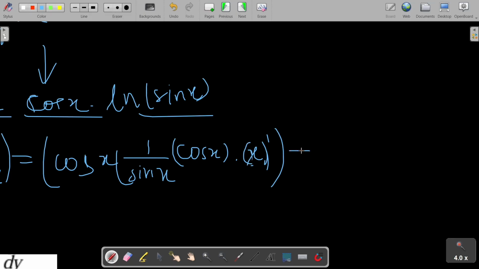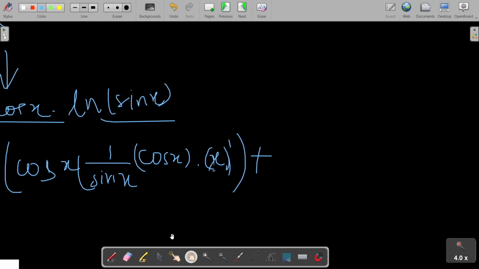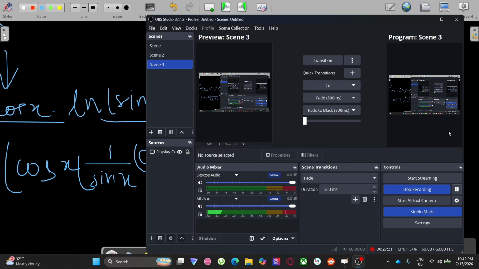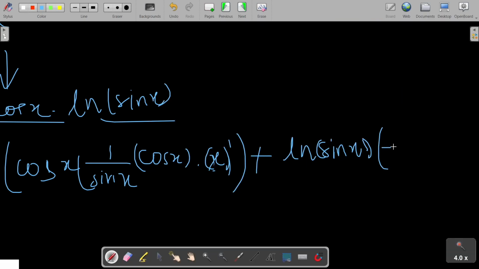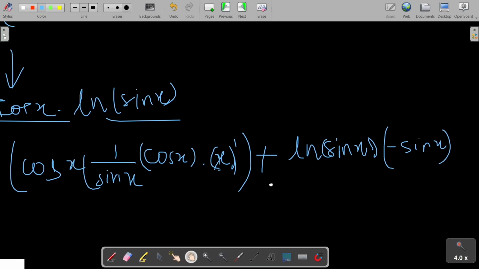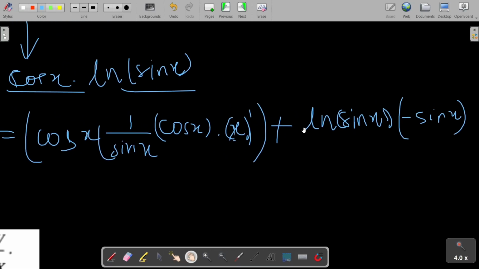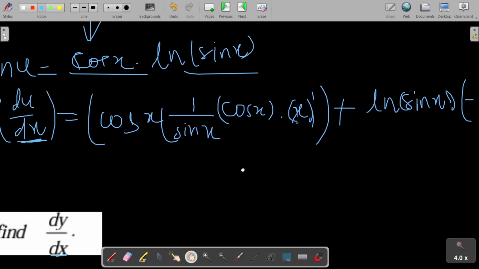This is plus now ln of sin x times differentiation of cos x, sorry. Differentiation of cos x is negative sin x. Okay, we got these big terms right here.